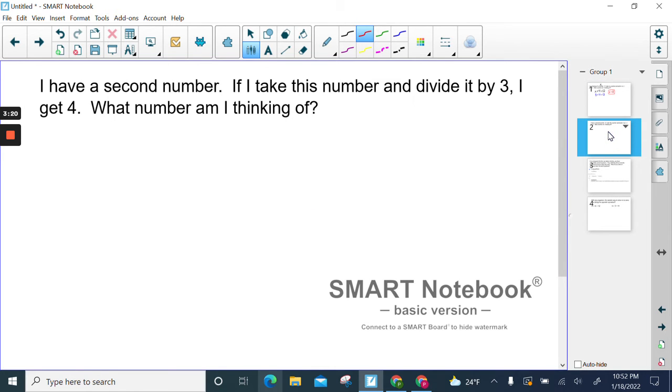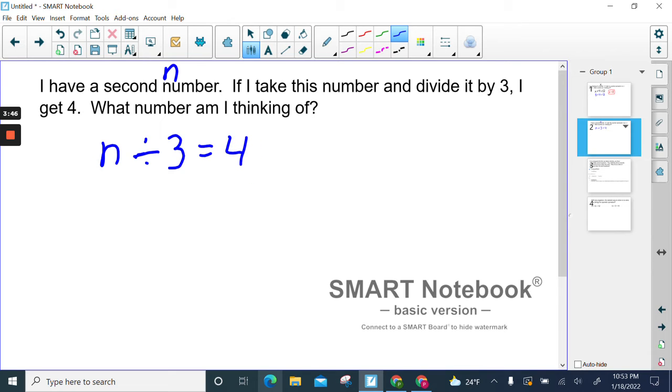This one was a little bit tougher, but it's still the same type of thing. I have a second number. For the sake of not using x again, I'm going to use n this time. I have a second number, and if I take this number and divide it by 3, n divided by 3, I get 4.